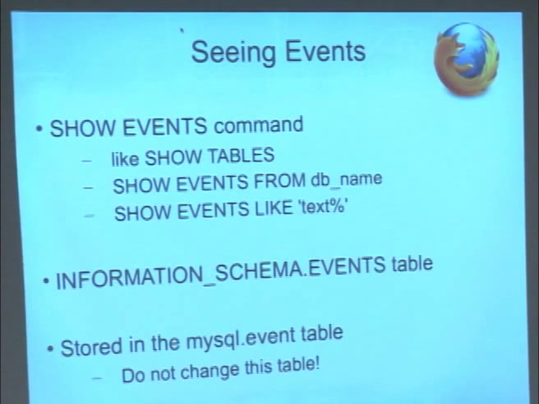So, how do you see events that are already there? You can use SHOW EVENTS in MySQL. It's like the SHOW TABLES command. You have to be in a database, or you say SHOW EVENTS FROM database name. You can also say SHOW EVENTS LIKE and use like. It's just like SHOW TABLES. There's a table in the information schema called EVENTS, and it's also stored in the mysql.event table, which you shouldn't change. But if you really want to know how it gets backed up with MySQL, that's the table it gets backed up in.